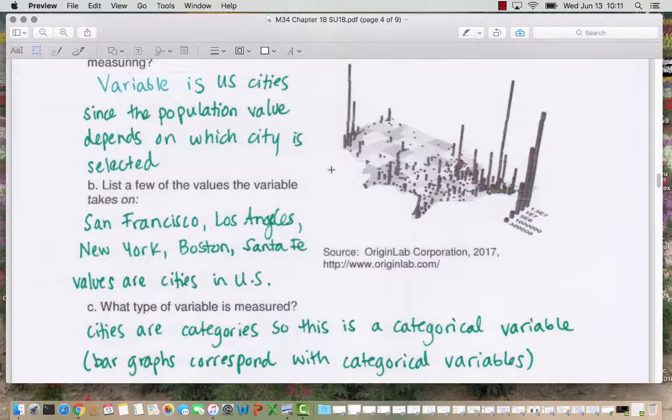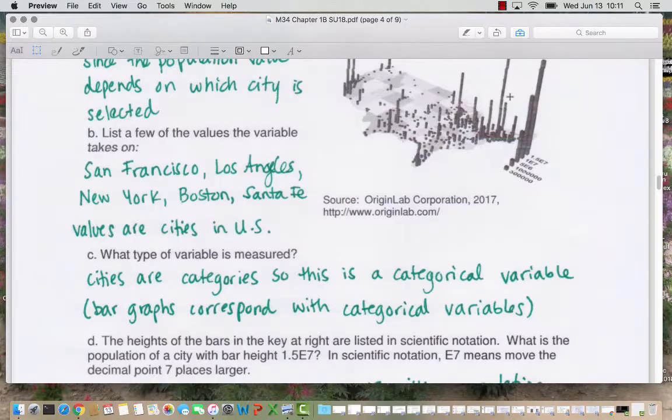And the bar graphs correspond with the categorical variables, right? So this bar over here looks like it's Los Angeles. Here's probably the San Francisco Bay Area. This might be Sacramento right here. Looks like we've got Seattle up here. Maybe this is Portland, I'm not quite sure. We can guess the tall bar is probably New York City.